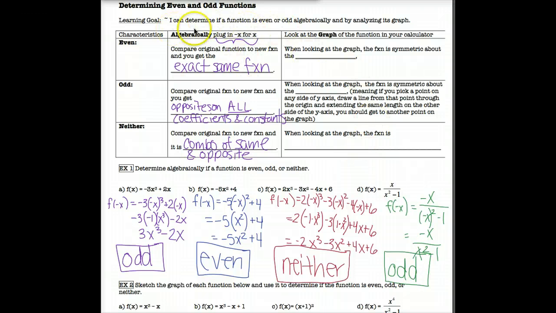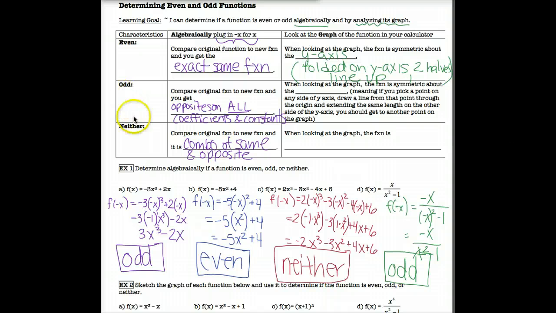All right, so hopefully you've got the first part of the learning goal, that we can determine even or odd algebraically. Now we need to be able to determine if it's even or odd by analyzing the graph. So fill in our chart. When you are looking at the graph, it is going to be an even function if it's symmetric about the y-axis. So that means if you fold it on the y-axis, the two halves would line up on top of each other. So symmetric about the y-axis means if you folded your paper like a hot dog up and down, that the two halves would line up right on top of each other. So that's pretty easy to determine just by looking, a lot easier than the algebra here.